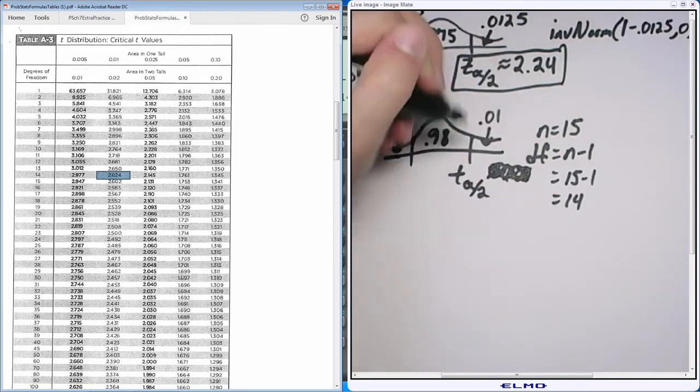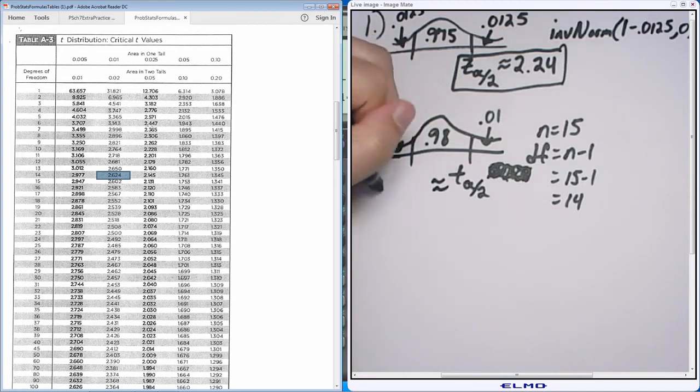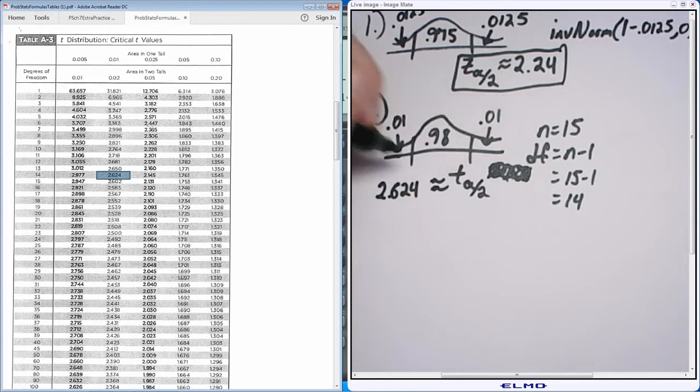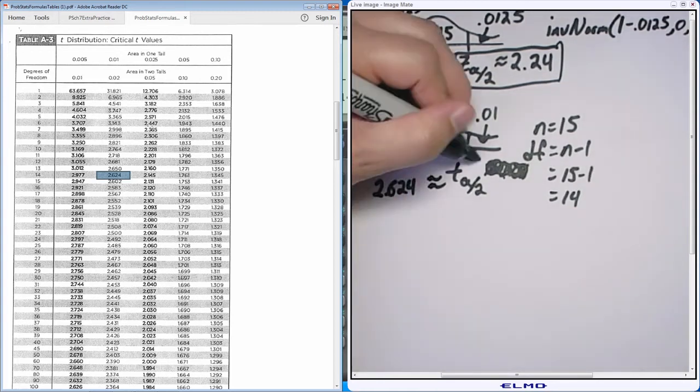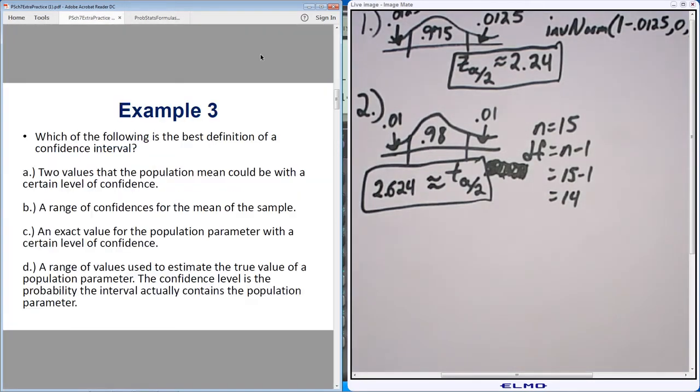I don't have enough room to really write that beside the label, so I'll write on the left-hand side, 2.624. There we go. That's the answer. Straight from the table. T stands for table. All right, number 3.